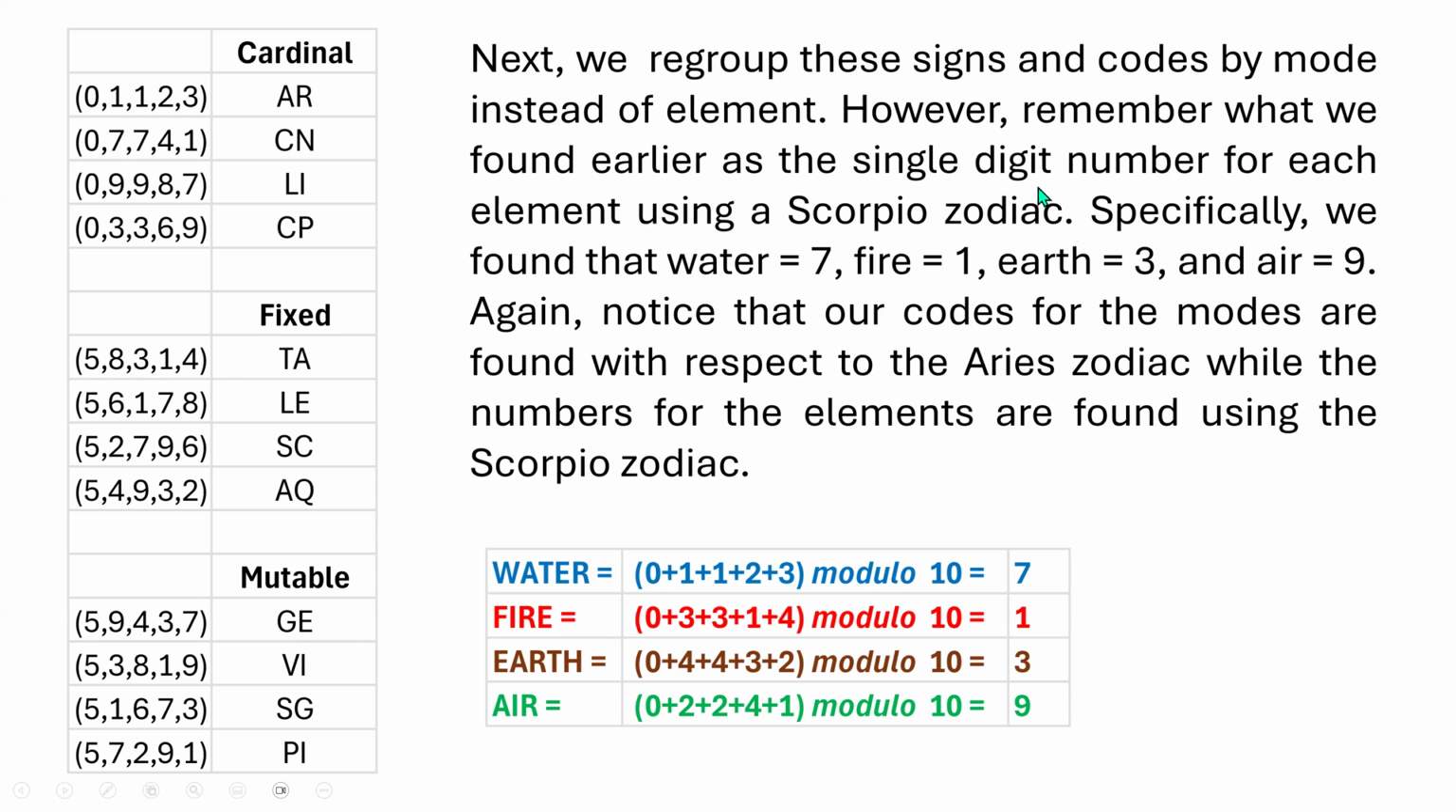However, remember what we found earlier as a single-digit number for each element using the Scorpio zodiac. Specifically, we found that water is 7, fire is 1, earth is 3, air is 9. Again, notice that our codes for the modes over here are found with respect to the Aries zodiac, while the numbers for the elements over here are found using the Scorpio zodiac.